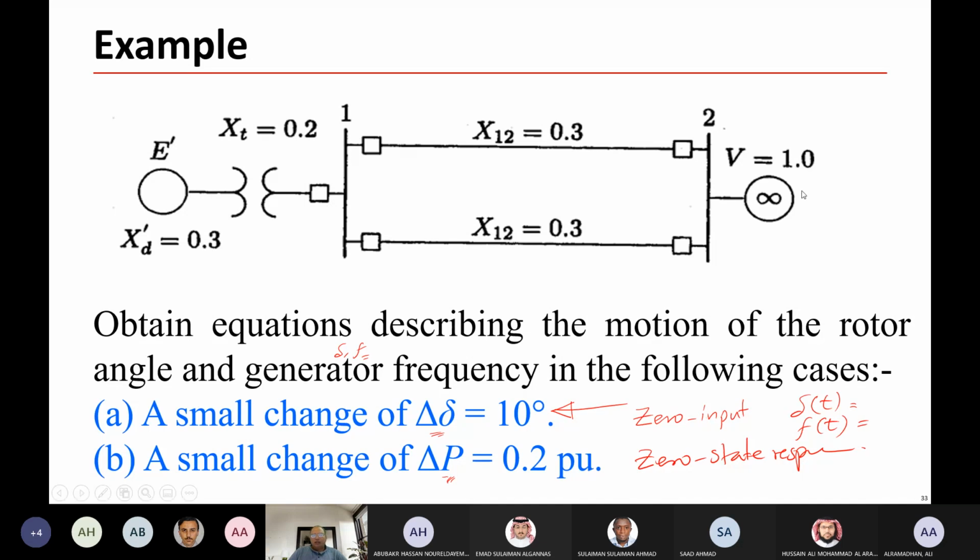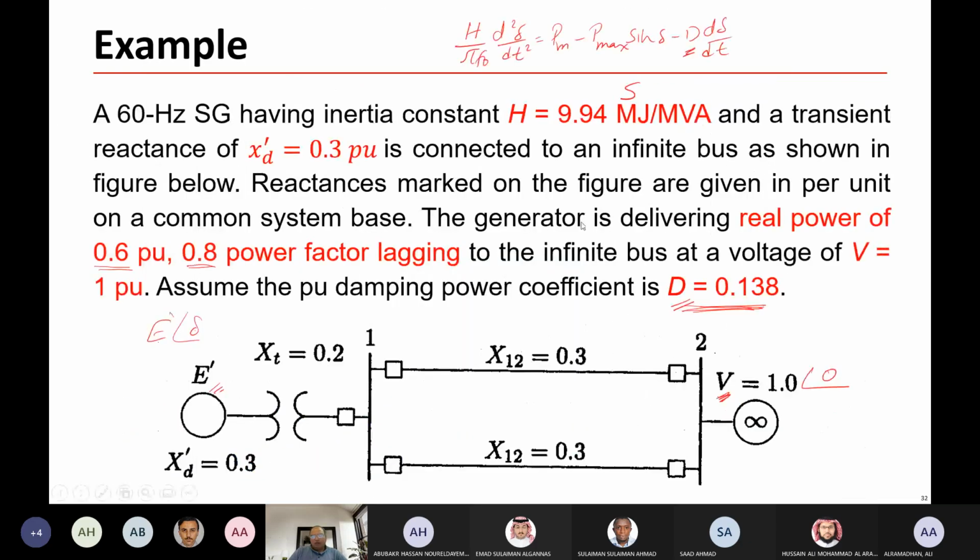You have here V infinity given, the reactances, XT, the transformer impedance, and also the transient reactance of the machine. And you have here the delivered power, P equal to 0.6 per unit. So what do you think? Can we get the E prime? Can we get the delta 0? Do we have missing information, or is this enough?